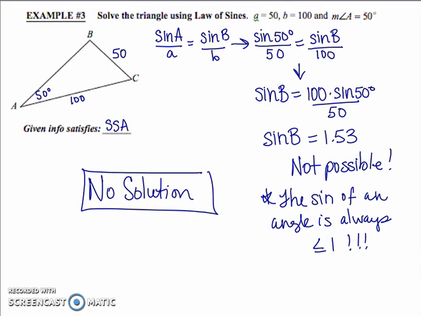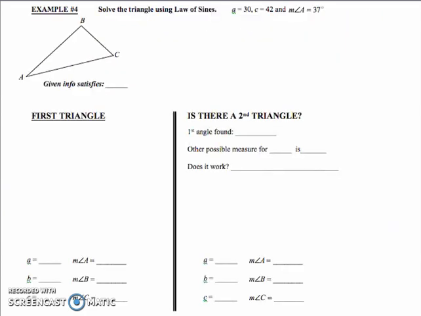Our last example, we are going to take a look at the ambiguous case, and we are going to have a second triangle. So we'll take a look at what this looks like. All right, we're going to start by labeling our triangle. Side A is 30 across from angle A. Side C is 42 across from angle C. And the measure of angle A is 37 degrees.